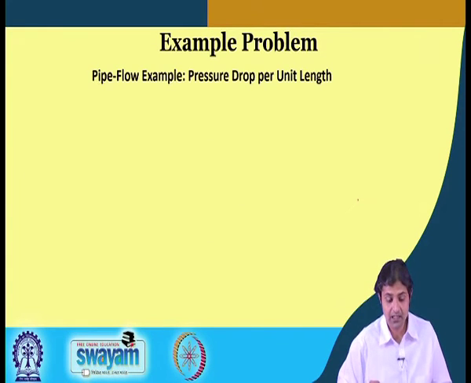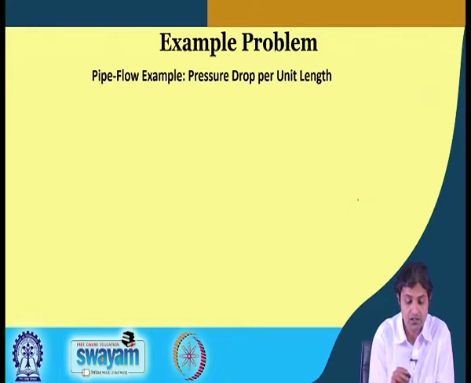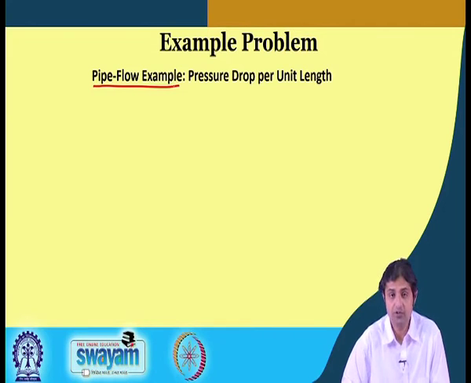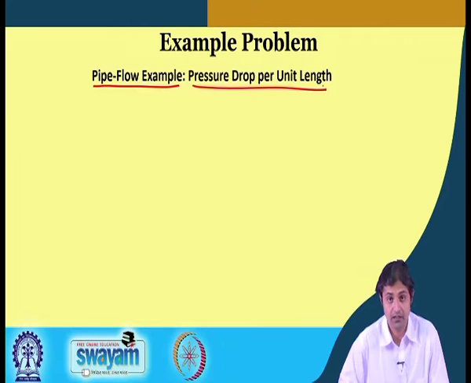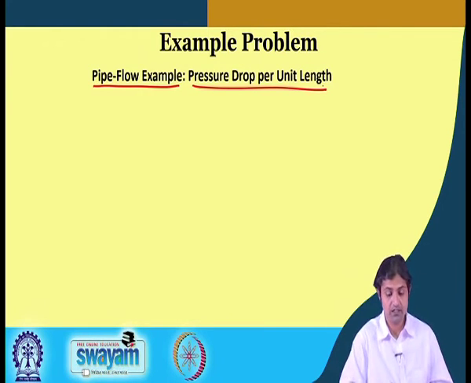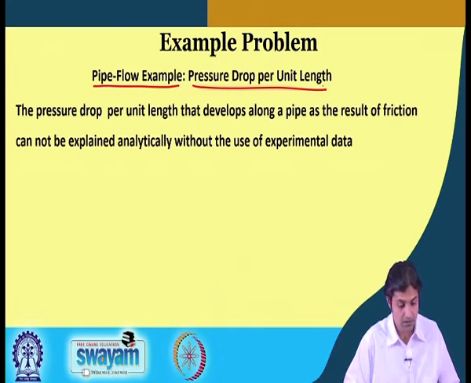So, let us take an example problem. It is a very famous problem, which is an example of the pipe flow, and what we have to determine? We have to determine pressure drop per unit length. So, we will explore in principle how these things can be done using experiments, for example.